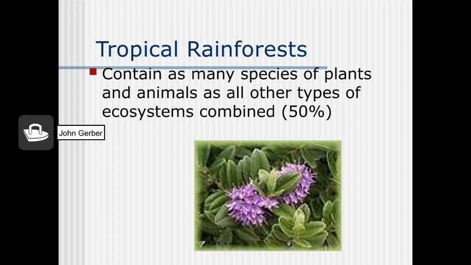One of the important facts of the tropical rainforest to remember is as much as 50% of the planet's plants and animals are found in tropical rainforests, even though they make up such a small percentage of the Earth's landmass.